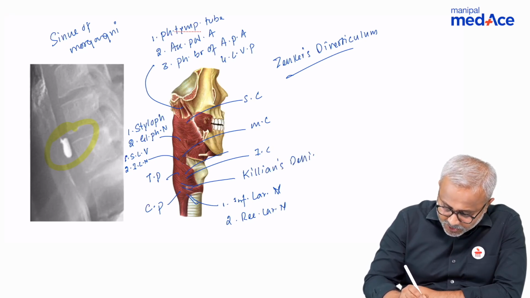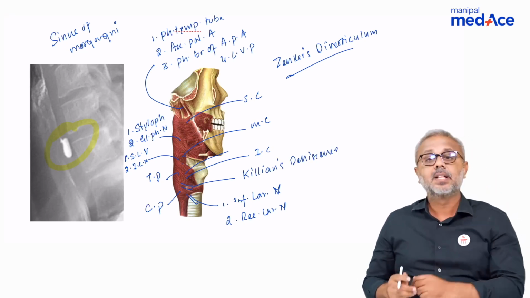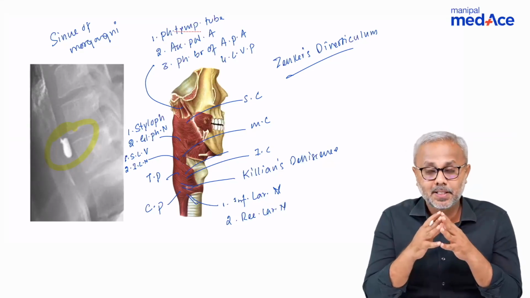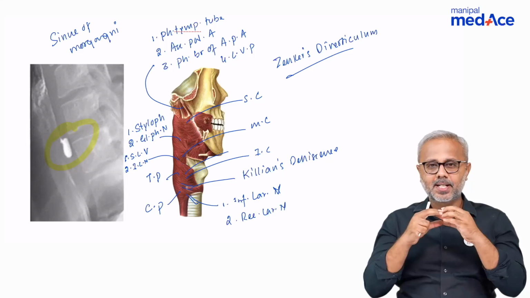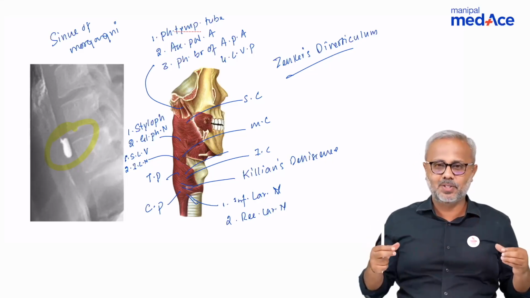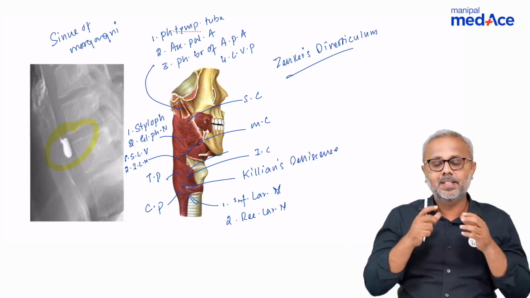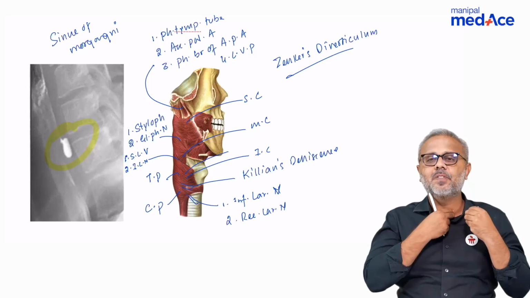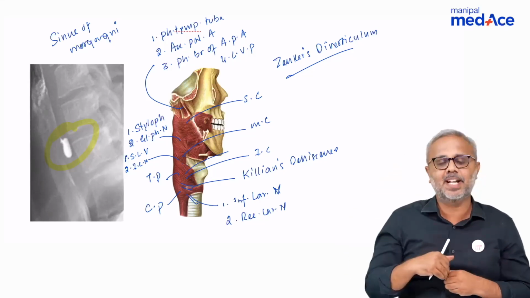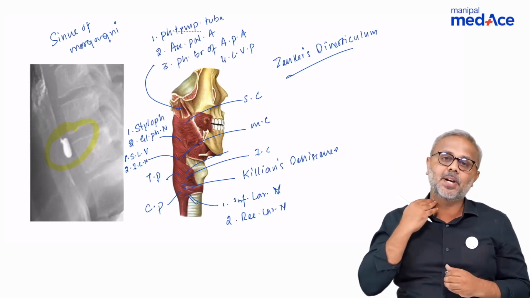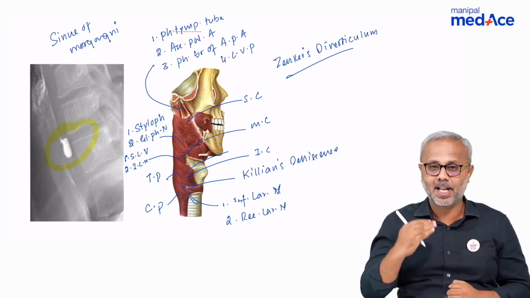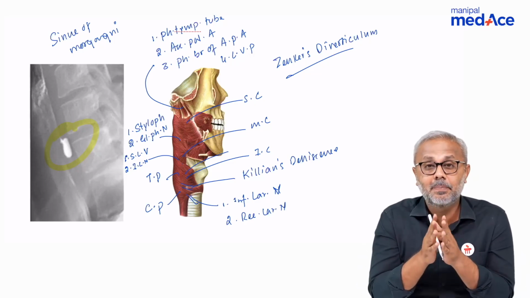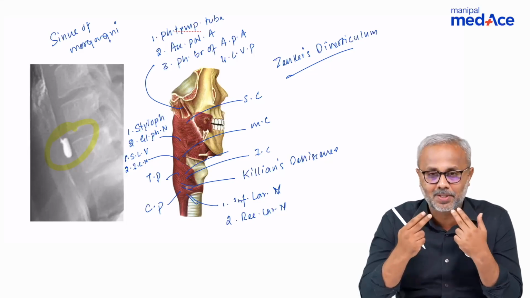Okay, so this is called Killian's dehiscence. The peculiarity of the inferior constrictor is that when the thyropharyngeus contracts, cricopharyngeus relaxes, so that food goes in. When thyropharyngeus relaxes, cricopharyngeus constricts, preventing the entry of food. So basically, thyropharyngeus and cricopharyngeus are almost opposite in action, and this is because of neuromuscular coordination.